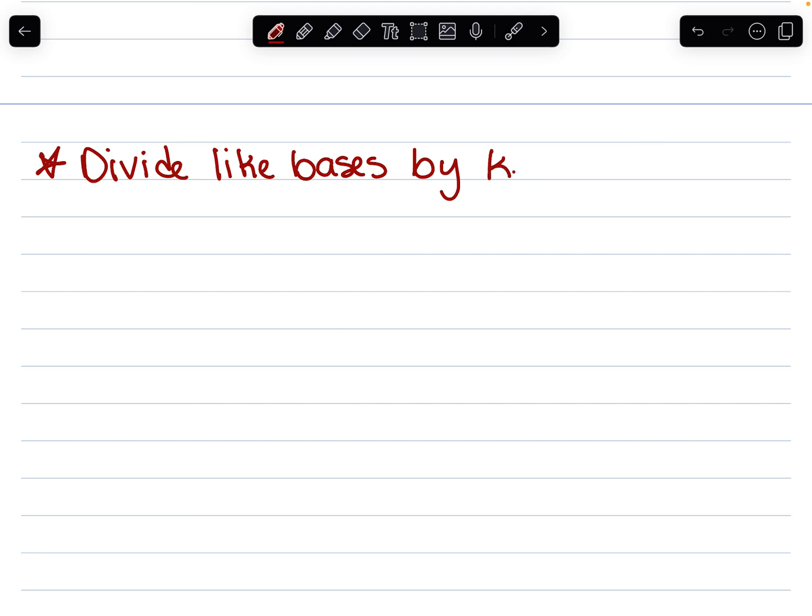So, we divide like bases by keeping the base. Is it literally the same thing, but you just subtract the exponents and divide them? It's, yeah. I mean, essentially. And subtract your exponents.